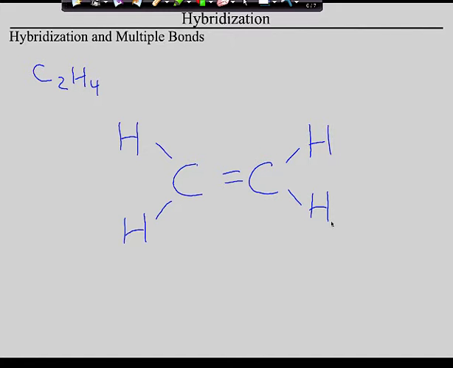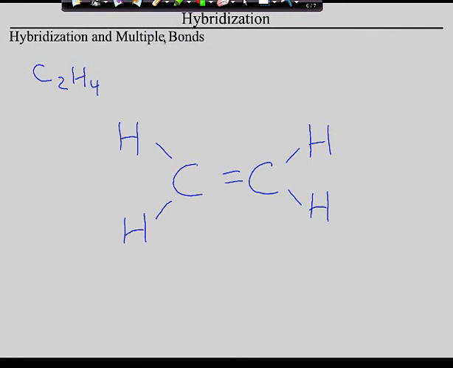You okay with that? Now try this. What is the hybridization of the carbon on the left and the carbon on the right? sp2. Some of you aren't sure, but the idea is this. If you've got three domains, the hybridization has got to be sp2. Maybe we should talk about it.